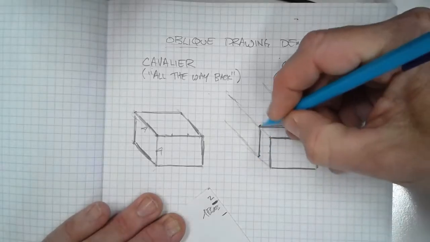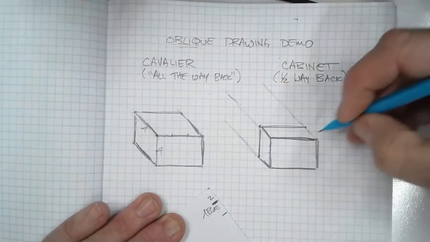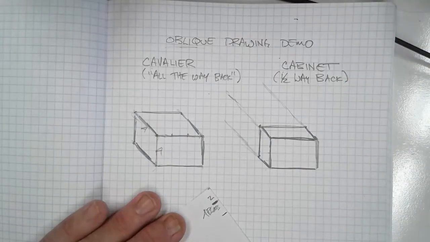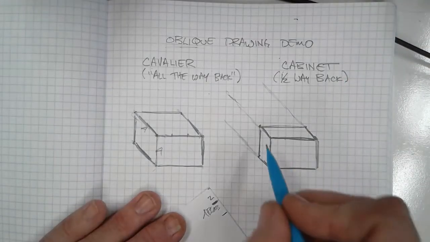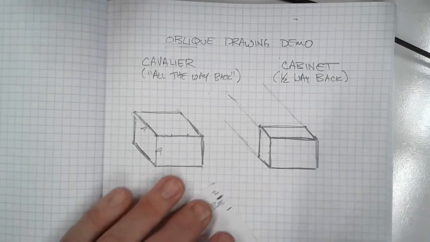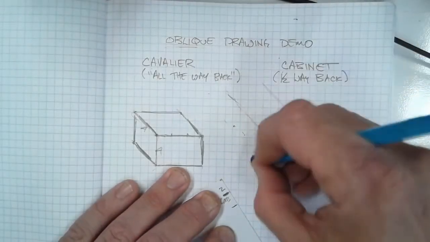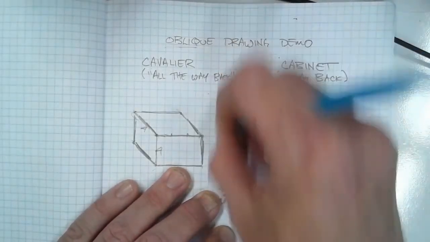And I think you would probably agree that this looks more realistic. So cabinet, we only go half as far back as we're, quote, supposed to. And in Cavalier, we go all the way back.